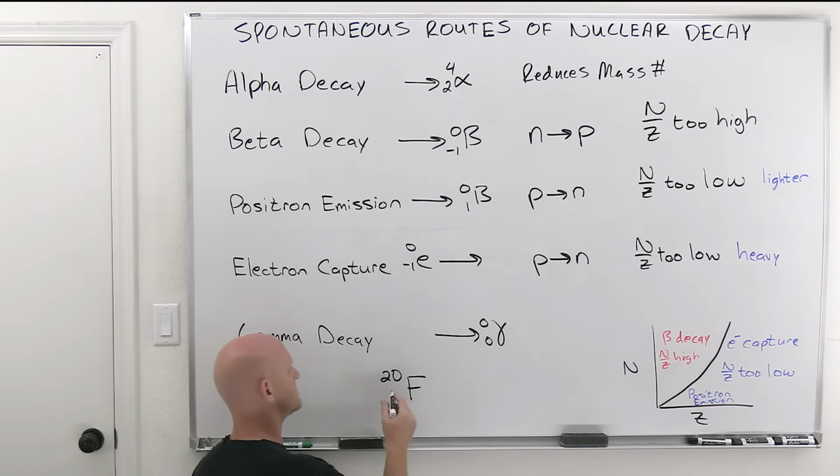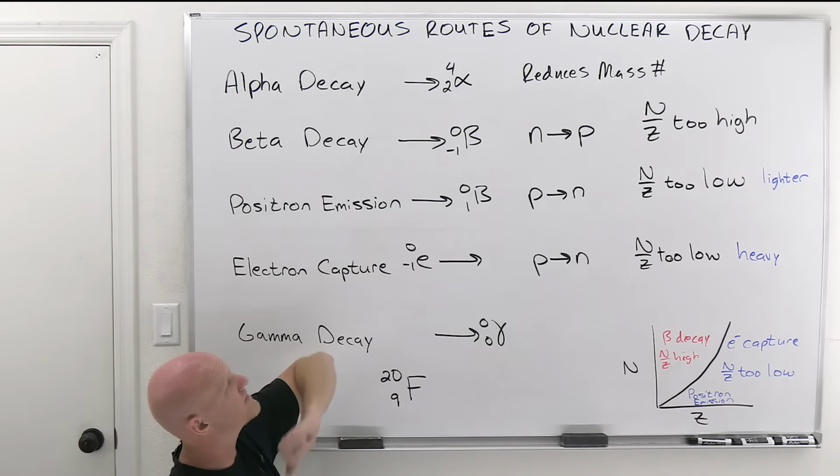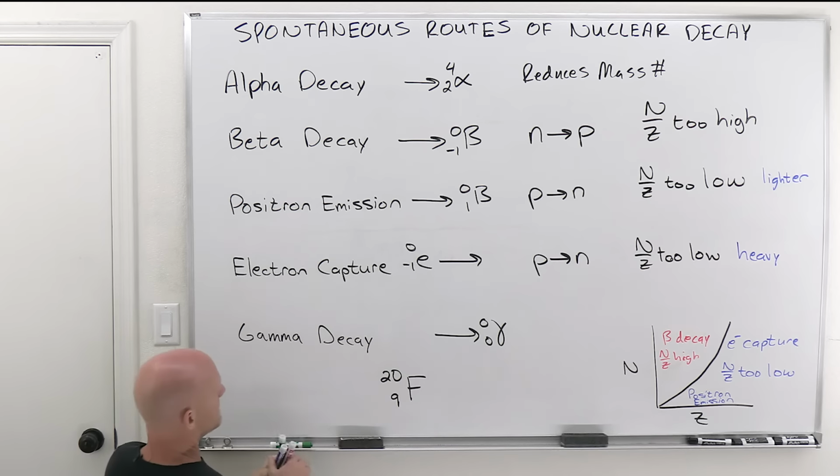Well, fluorine's atomic number is 9. And so we're dealing with a light element, and that makes it a little easier. So in this case, alpha decay is probably not so likely. Atomic number here is not bigger than 83. So then what are we going to do? Well, let's look at that N/Z ratio. And we can see here that the number of protons, again, is 9. The number of neutrons, 20 minus 9, is 11.